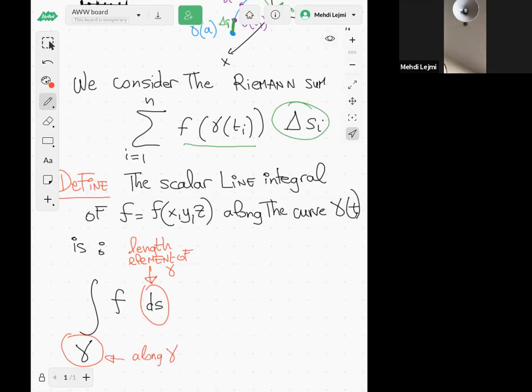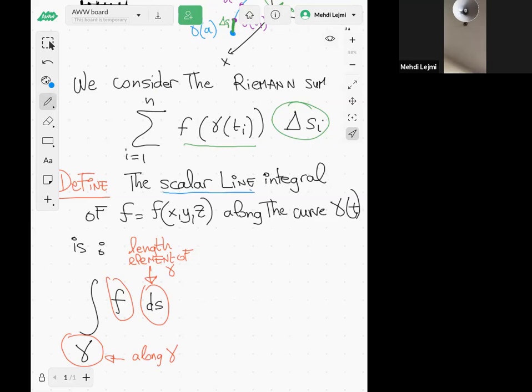Okay, and here's your function f. Why is it called the scalar? We're going to see later that we're also going to have a vector version of this definition. But here it's defined as what's called the scalar line integral.